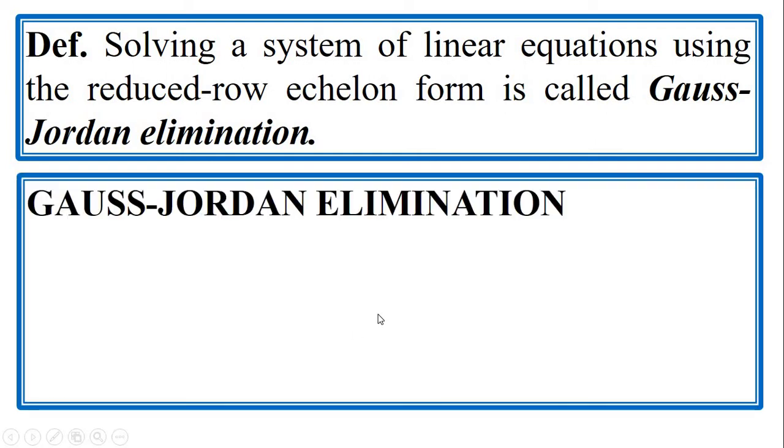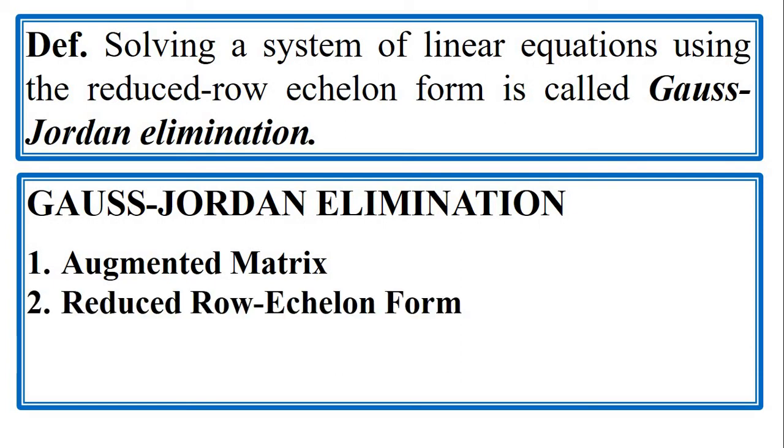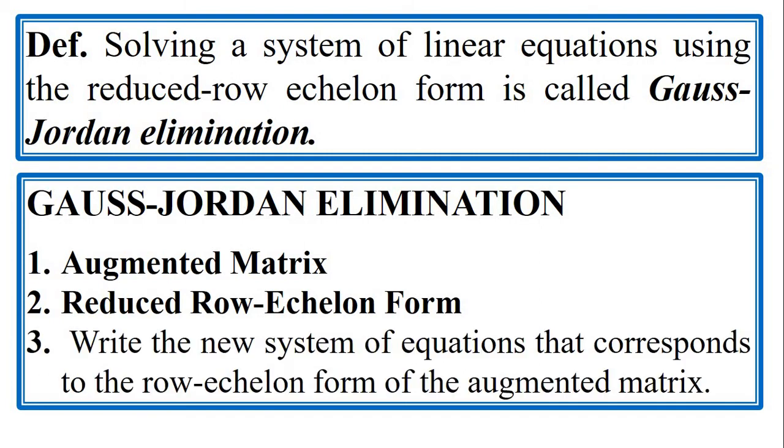So how do we do Gauss-Jordan elimination? We first express the system in augmented matrix. Next, we transform the augmented matrix in RREF. And finally, we write the new system of equations that corresponds to the RREF of the augmented matrix.